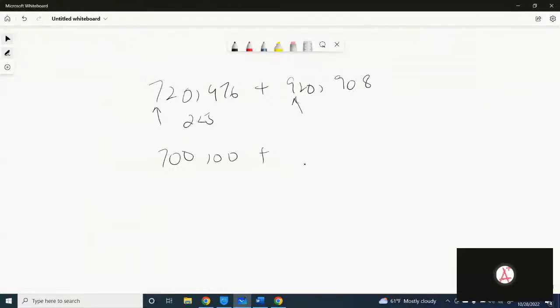Got it? Same is the case for this one. This is at the 100,000 place, but 2 is less than 5, which means you have to round down to the same digit, 900,000. Just add them, so 900,000 and 700,000 equals 1,600,000. Got it?